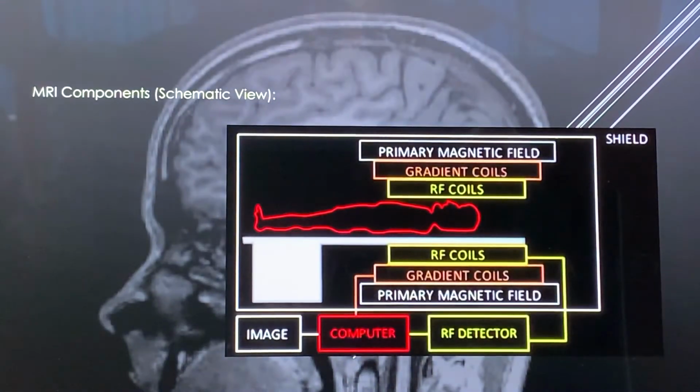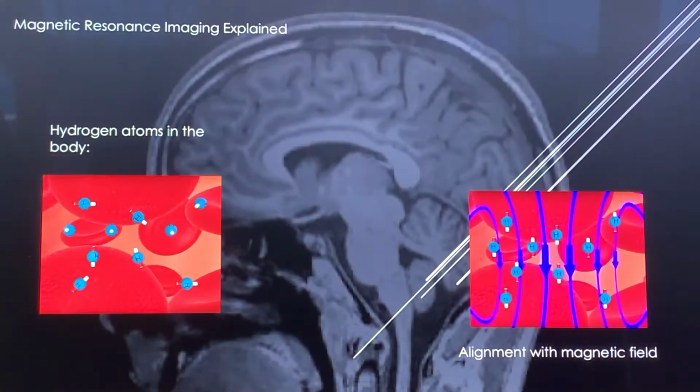The components of an MRI include primary magnets, gradient magnets, radio frequency coils, and a computer system. Now moving to the basic principle.